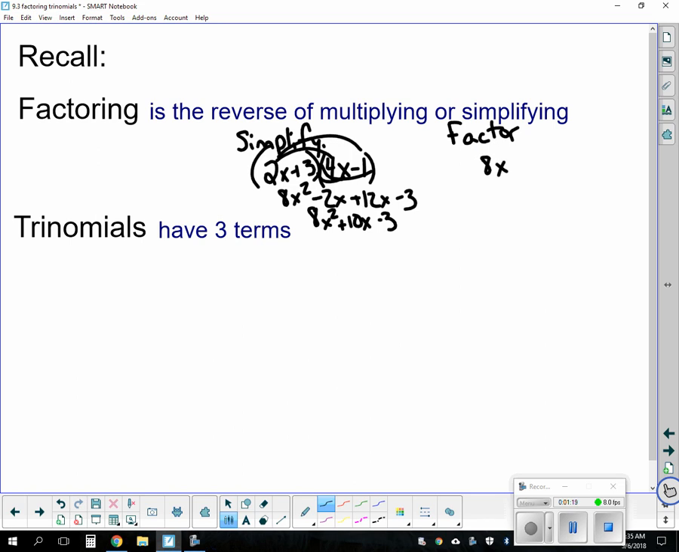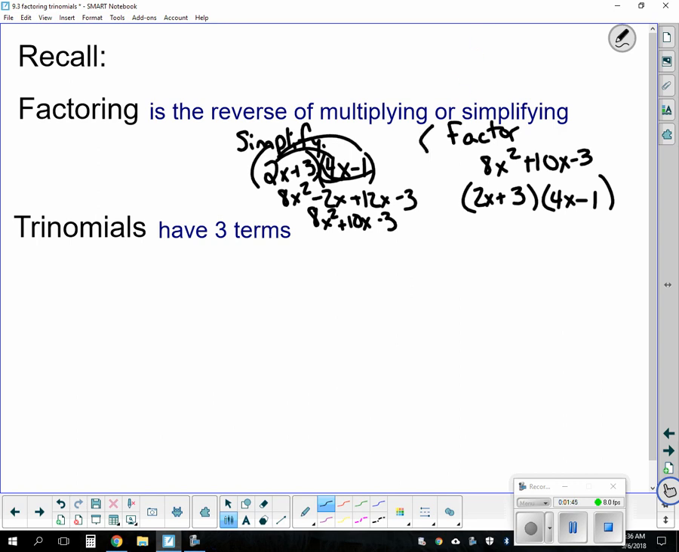What we're going to do today is have a problem like this, and we're going to have to come up with its factors. And remember what factors are. They're just things that multiply together to give you something else. So the factors of 8x squared plus 10x minus 3 are 2x plus 3 and 4x minus 1. Okay, so that's what we're going to have to do.